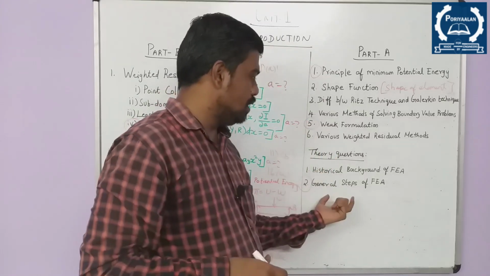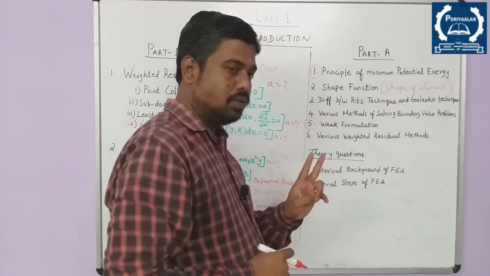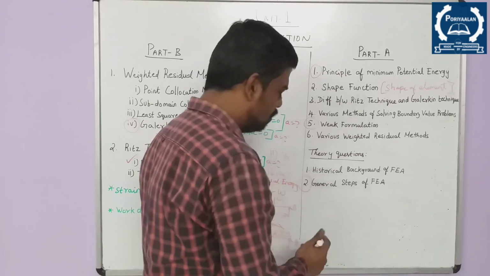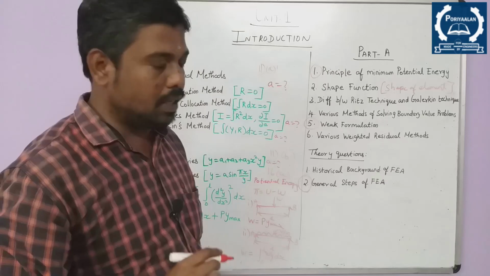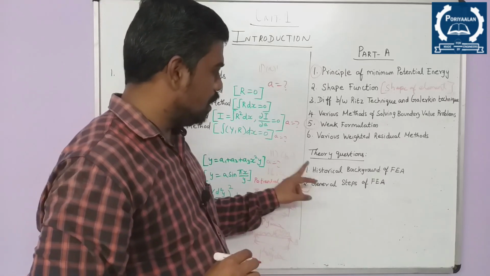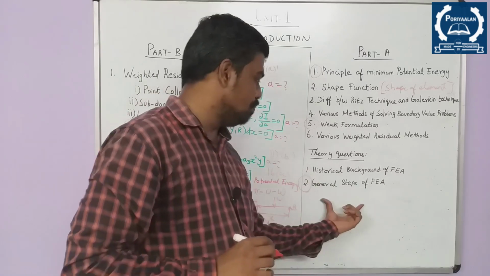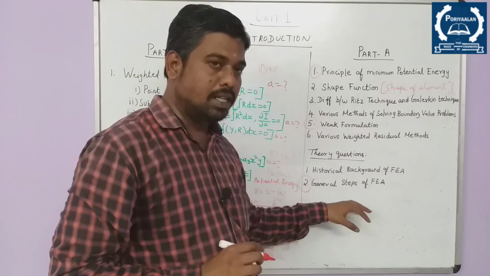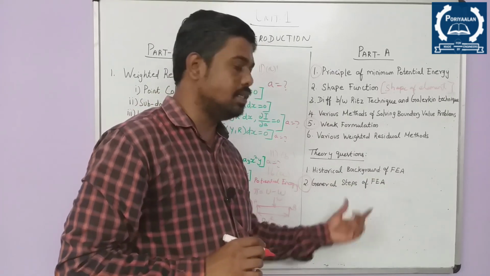In the first unit, there is also a chance to ask theory questions. Only 2 theory questions are there. One is historical background of FEA and the second one is general steps of FEA. The most important question is general steps of FEA. It is possible to ask in 11th B and also in the 16th question, 16 part C also. So you never skip general steps of FEA. It is the simplest one, there are 10 steps. It's very easy. So you have to concentrate on these 2 questions, and the most important is general steps of FEA.